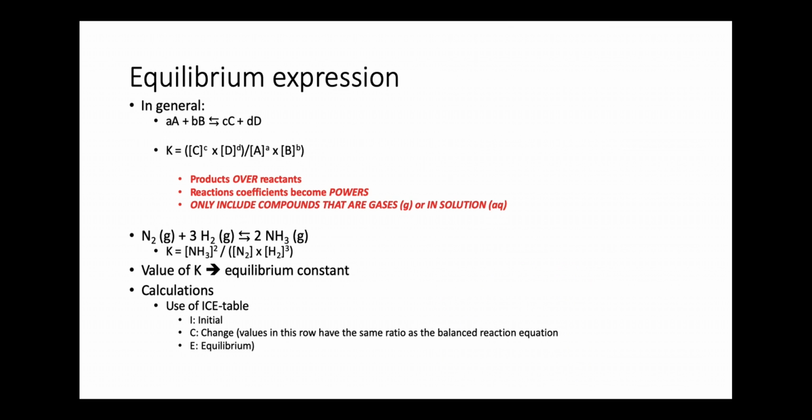Equilibrium expression, K. So, products over reactants. The reaction coefficients in my balanced equation become powers. And we're only going to include gases or particles that are in solution. You can see here my favorite one, N2 plus 3H2 become 2NH3. My K is the concentration of NH3 to the power of 2 divided by the concentration of N2 times the concentration of H2 to the power of 3. You see coefficients in my reaction equation become powers in my K expression.